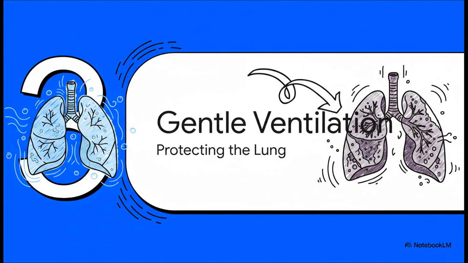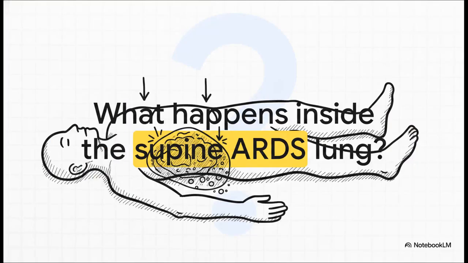Let's jump to Section 3, gentle breaths, ventilation strategies. You simply cannot ventilate an ARDS lung the way you'd ventilate a healthy one because the lung's physical state completely dictates our mechanical protocol. Before we even think about touching the ventilator dials, we need to visualize the physical forces at play inside a patient lying flat on their back in the ICU. Like, how does gravity interact with our wet, heavy, leaky sponge?